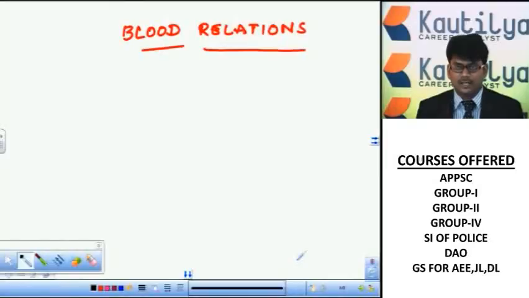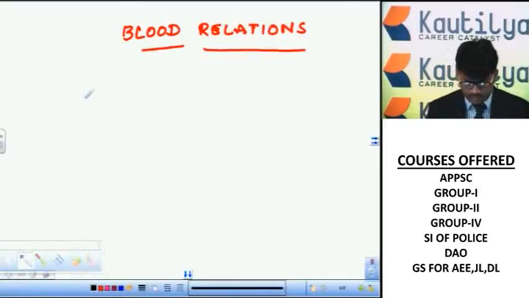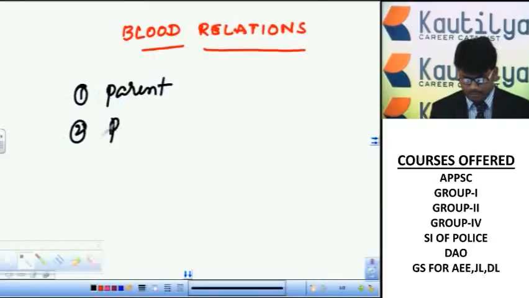Today's topic is blood relations. Here, blood relations are of two ways. The first one is from the parent side, and the second one is from the partner side.